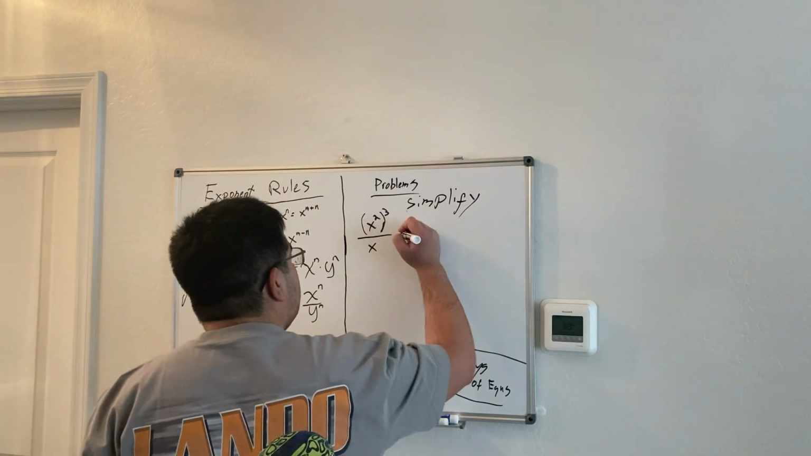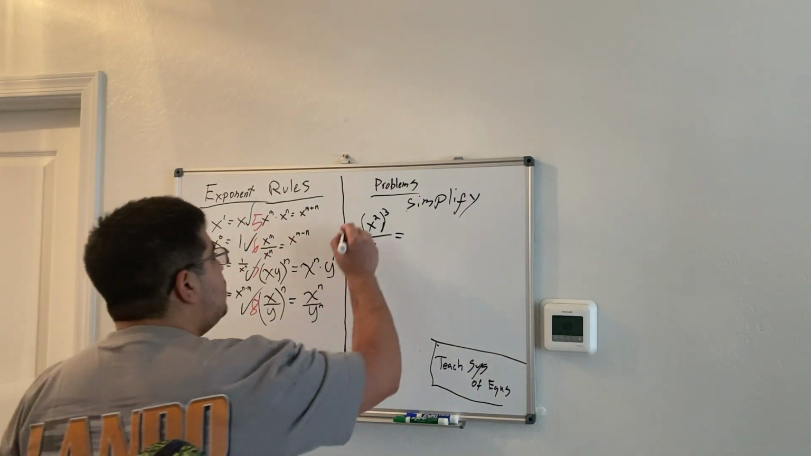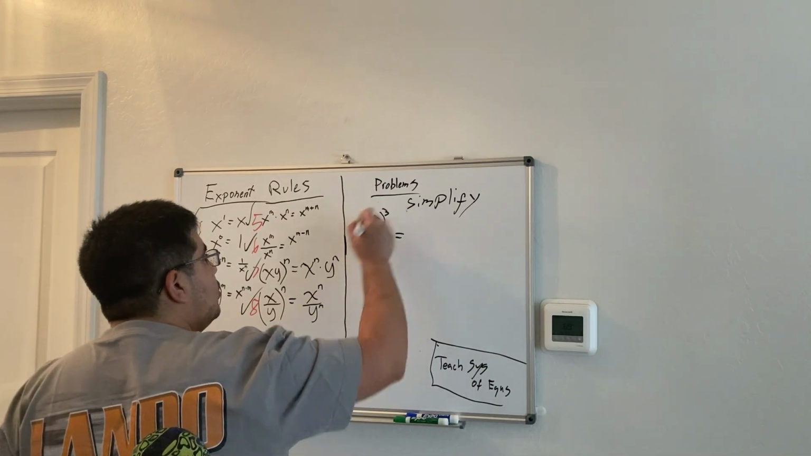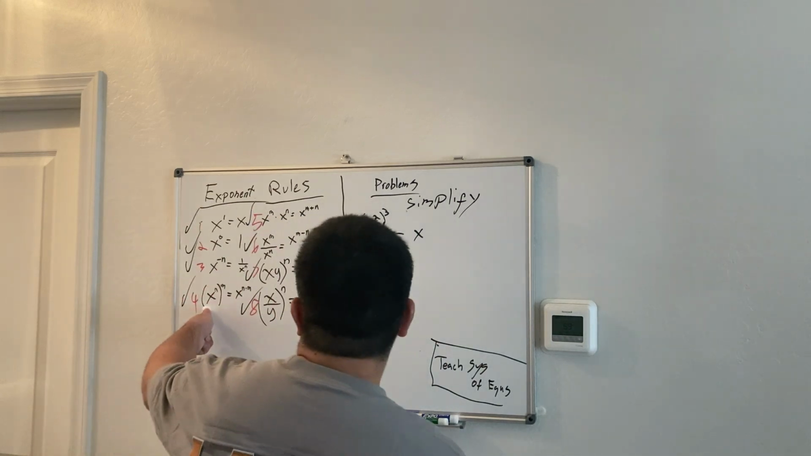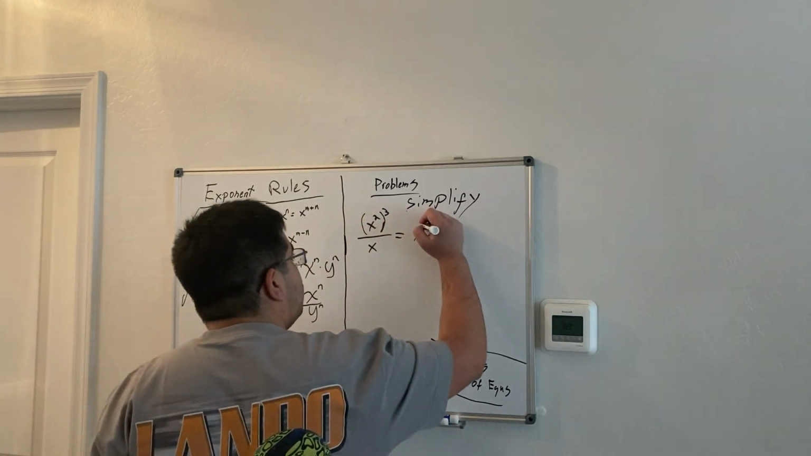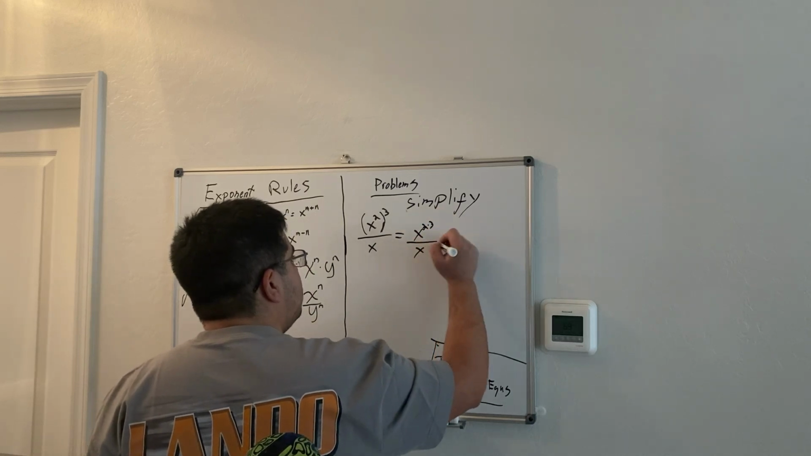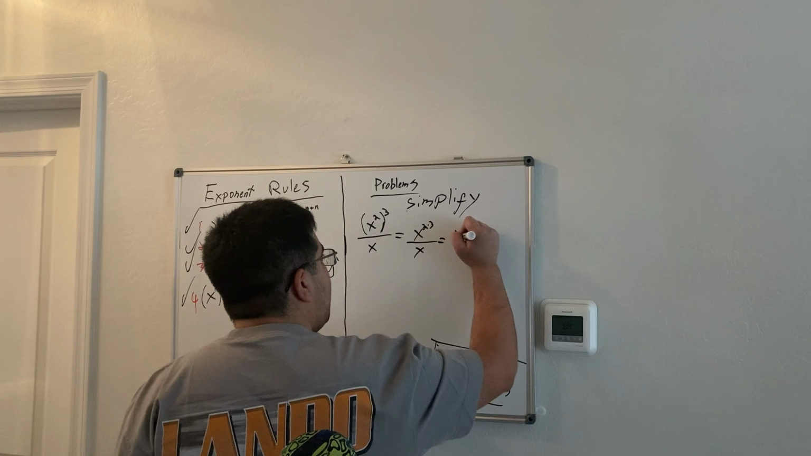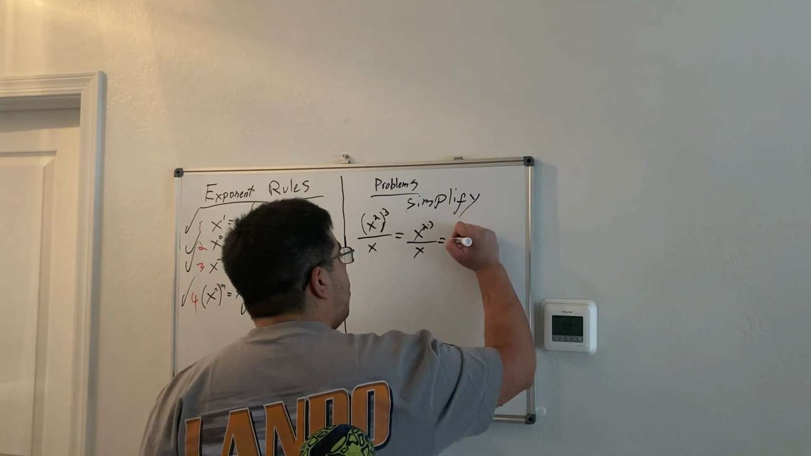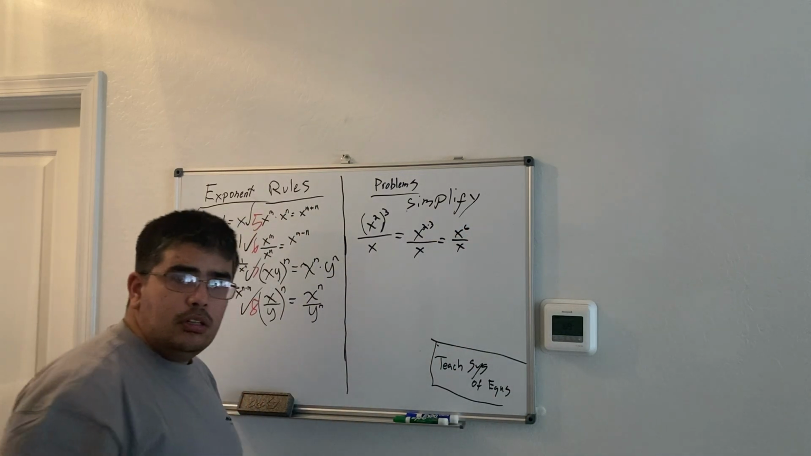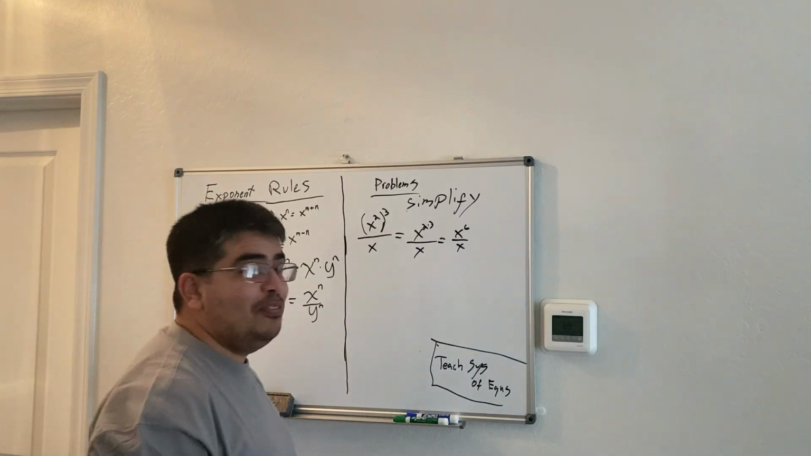So first, let's deal with the numerator, because that one seems a little more complicated. In this case, x squared to the 3rd power, you're going to need to use rule number 4. It'll be x squared to the 3rd over x. So that's going to equal x to the 3 times 2, which is x to the 6th over x. Are we done? No, we can still do some more simplifying here.